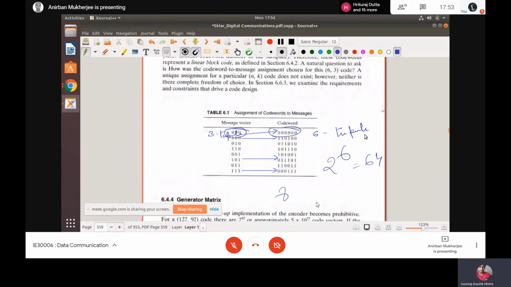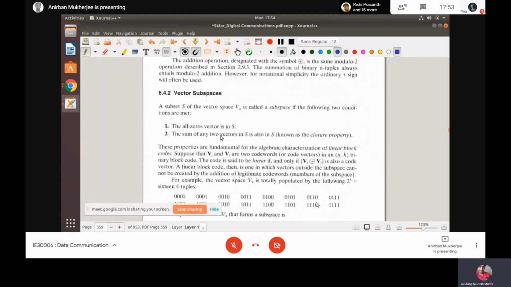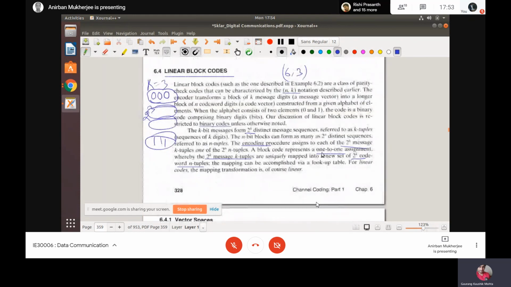Okay. Similarly at the receiver, from this one I will come back to this one. From this code word I will do certain operations, do the decoding, and I will get this message. Now you try to understand. So this is uniquely mapped to a new set of 2 to the power k, meaning 8, 6-tuples. The mapping can be accomplished via a lookup table.